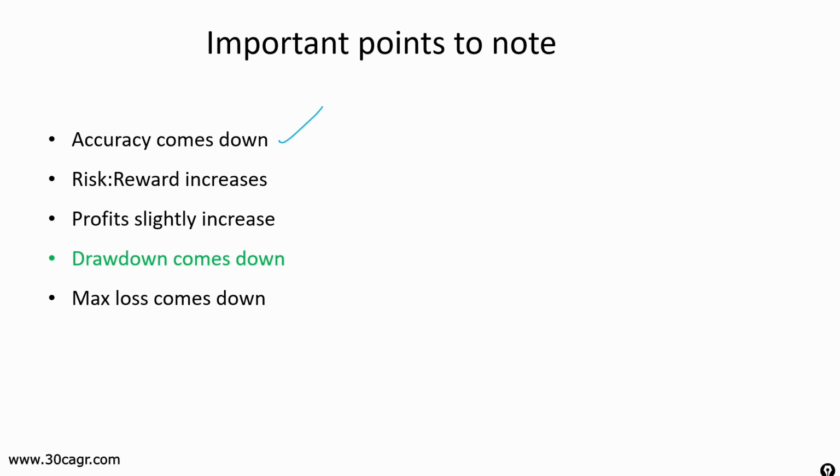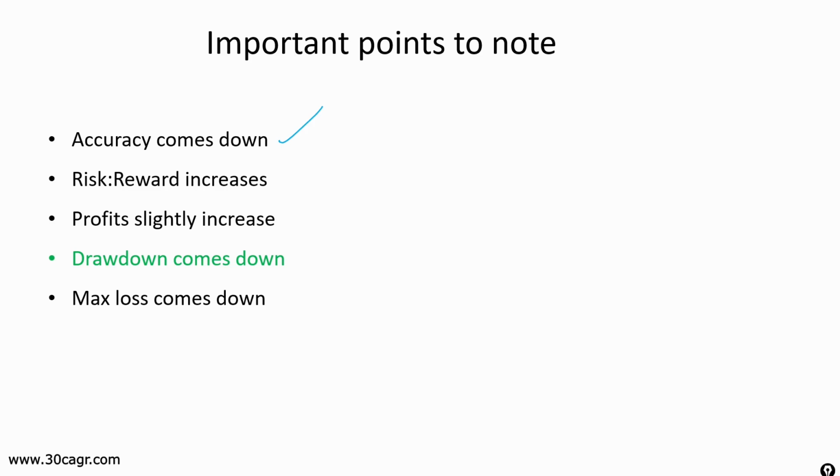Not just in this strategy, in any strategy, if you implement trailing stop loss, the accuracy comes down because there might be some instances where the stock moves back and then hits our trailing stop loss. So we need to understand that the accuracy comes down slightly. In this strategy, maybe 3 to 4% the accuracy comes down.